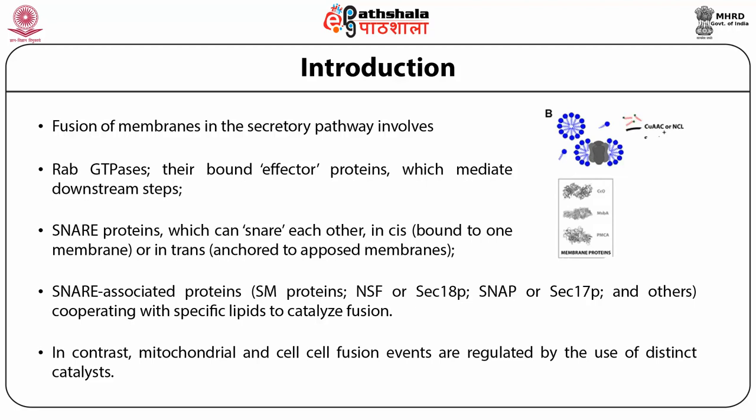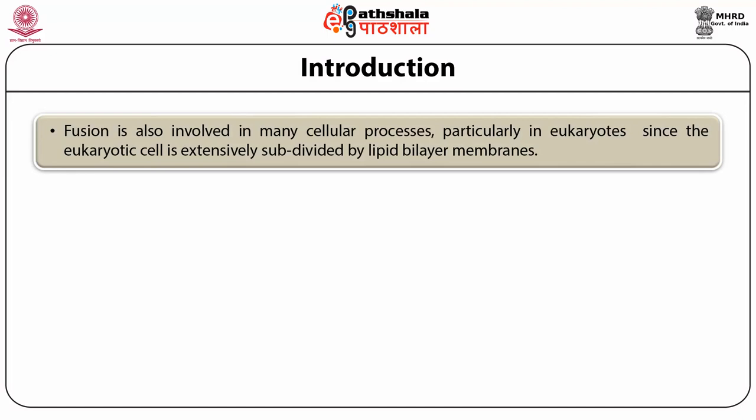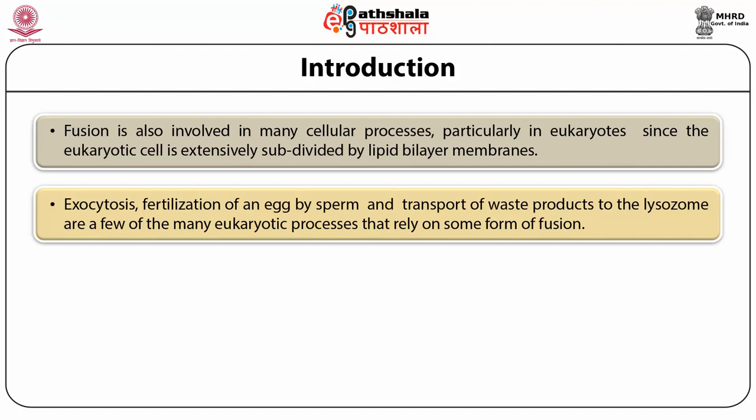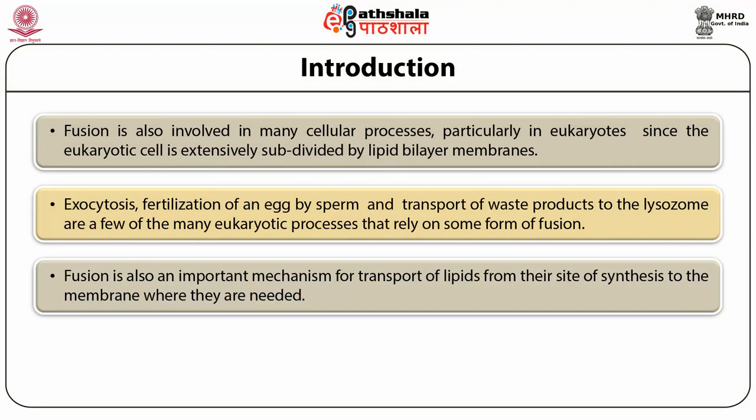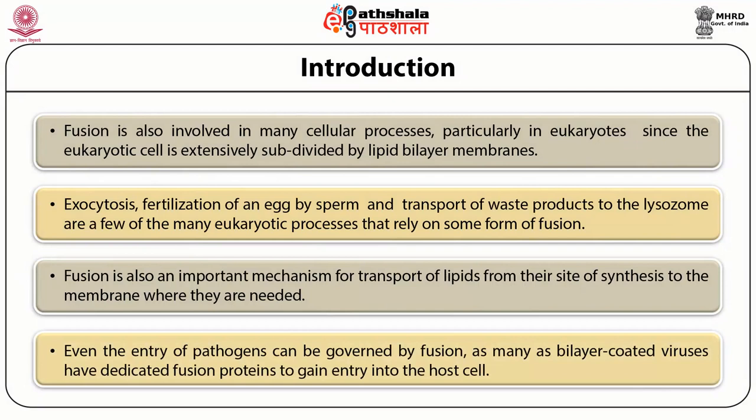Fusion is also involved in many cellular processes, particularly in eukaryotes, since the eukaryotic cell is extensively subdivided by lipid bilayer membranes. Exocytosis, fertilization of an egg by a sperm, and transport of waste products to the lysosome are a few of the many eukaryotic processes that rely on some form of fusion. Fusion is also an important mechanism for transport of lipids from their site of synthesis to the membrane where they are needed. Not only that, the entry of pathogens is also governed by fusion. Many bilayer-coated viruses have dedicated fusion proteins which enter specific host cells. So it is also important in the interaction of a pathogen with its host.